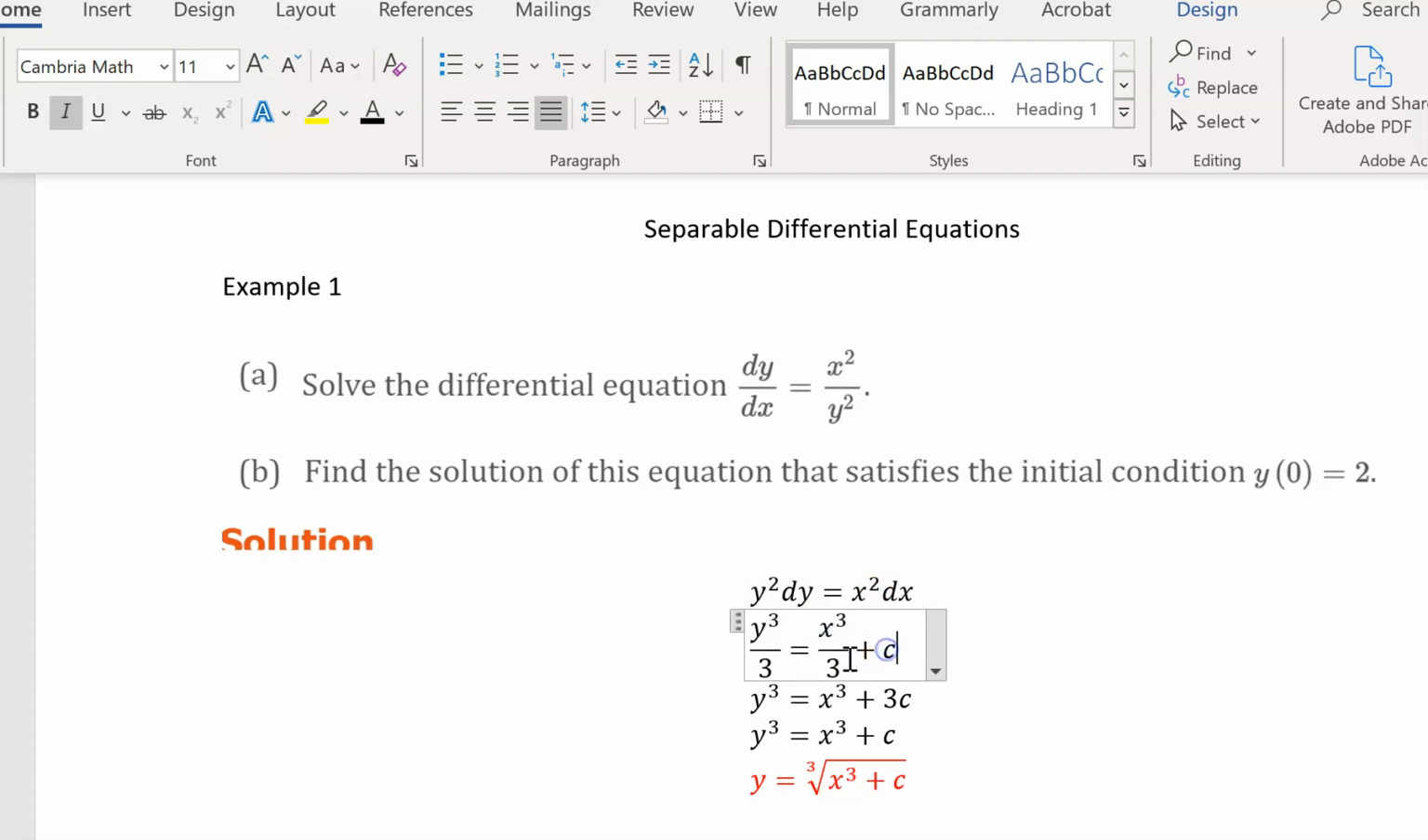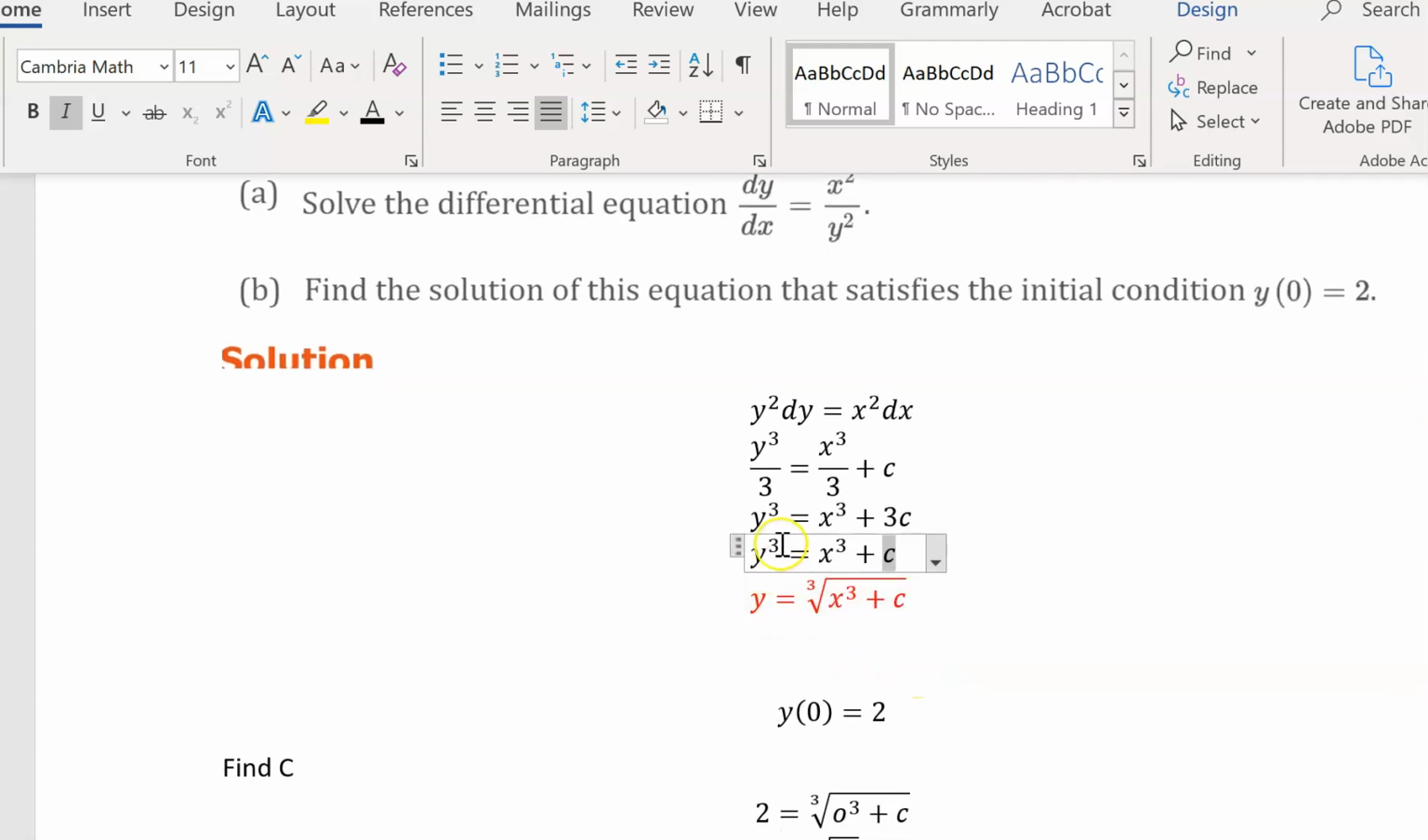Okay, and now if you want to solve for y, you first of all multiply by 3, you get y cubed equals x cubed plus 3c. But now 3c is a constant times 3, so we can actually call it by a single constant c. So you get y cubed equals x cubed plus c, and then if you want to solve for y, you take the cube root on both sides, you get the cube root of x cubed plus c.